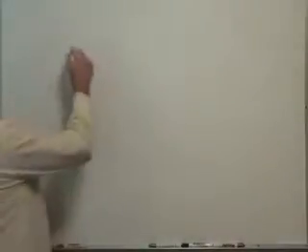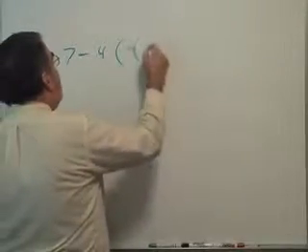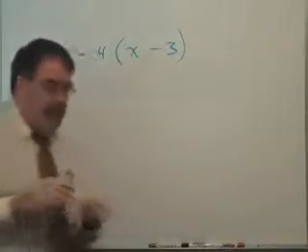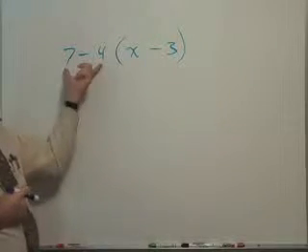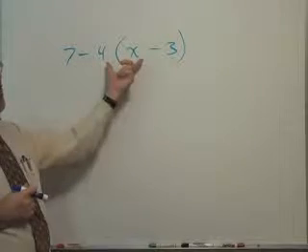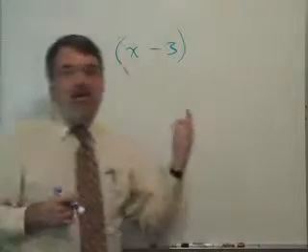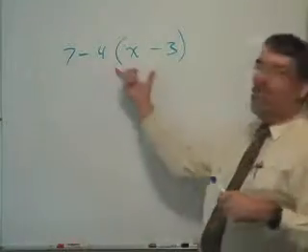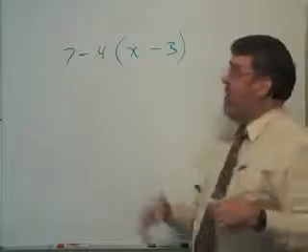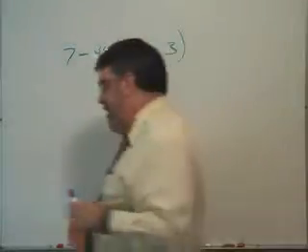Suppose you were looking at 7 minus 4 times x minus 3. All right. Well, first of all, what do we do first? Do we subtract 7 minus 4? Or do we multiply 4 times x minus 3? Well, think about the order of operations. Order of operations says we multiply before we subtract. So we've got to multiply 4 through this parentheses. And that's a distributive law.